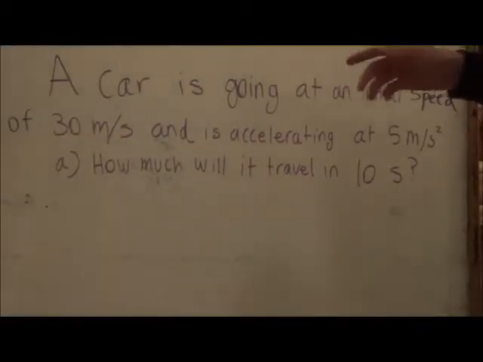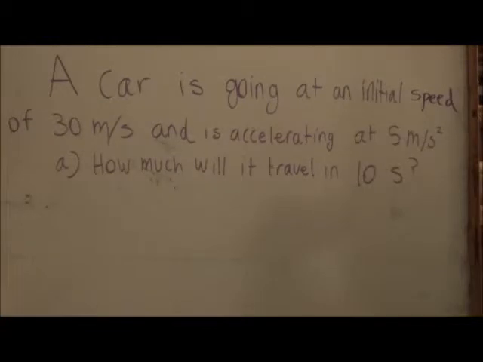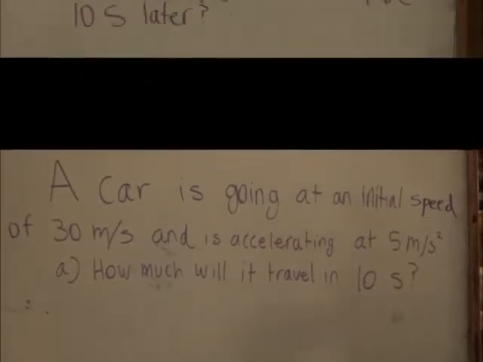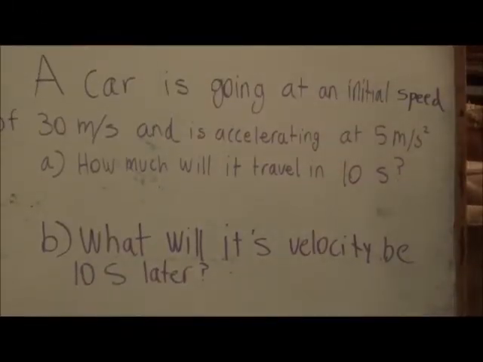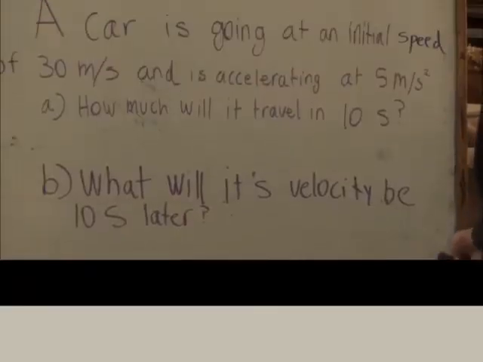So here is the set of practice problems that I'm going to show you for this unit. This is the first question. A car is going at an initial speed of 30 meters per second and is accelerating at 5 meters per second squared. Part A: how much will it travel in 10 seconds? Part B: what will its velocity be 10 seconds later?